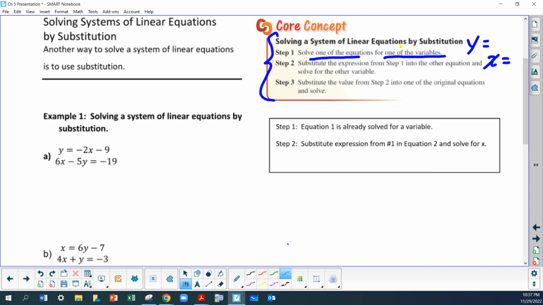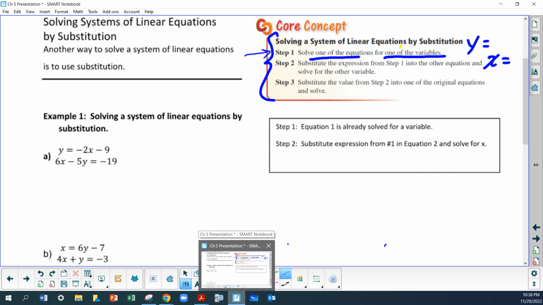All right, so looking at example A here, I have y equals negative 2x minus 9. And my other equation is 6x minus 5y equals negative 19. Thinking about step one, it says solve one of the equations for one of the variables. Well, what I happen to notice is the fact that this is already solved, isn't it? Look at that. Step one, equation one is already solved for the variable. So that's actually going to save us a step. So we're going to use this one and sub it into the second equation.